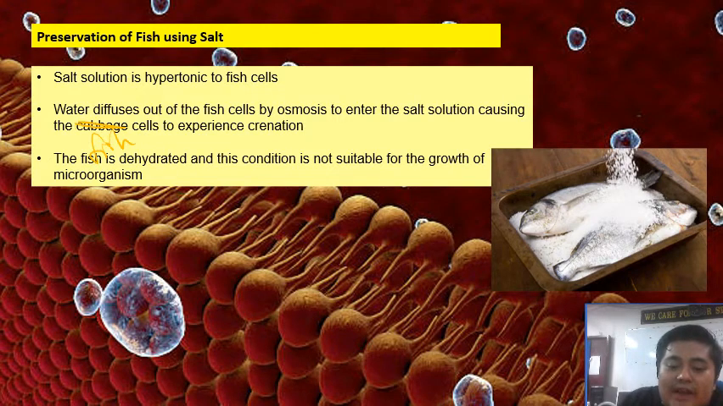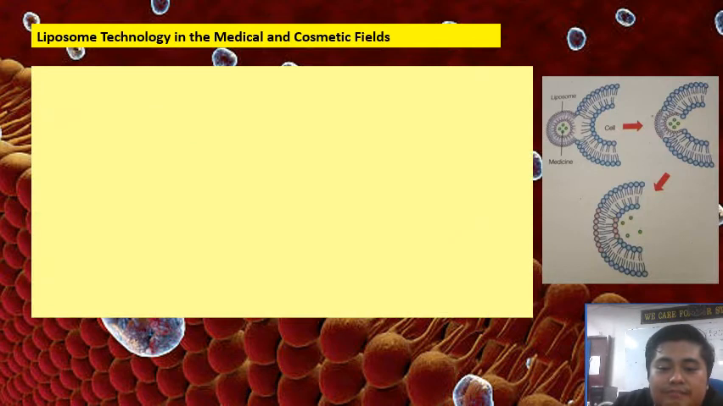Tadi bila plant dia akan undergo plasmolysis. Tapi since kita tengah cakap pasal fish cell, so dia akan undergo crenation.